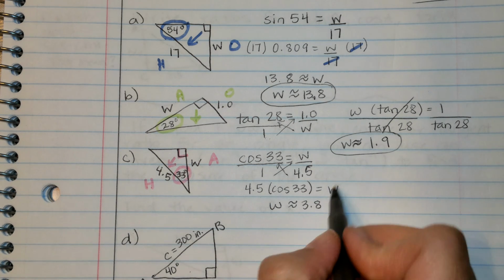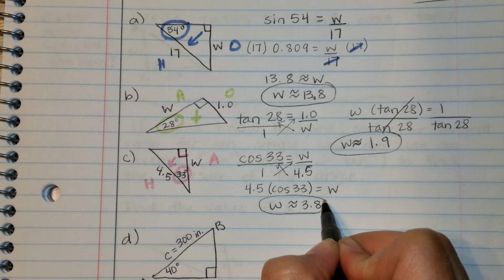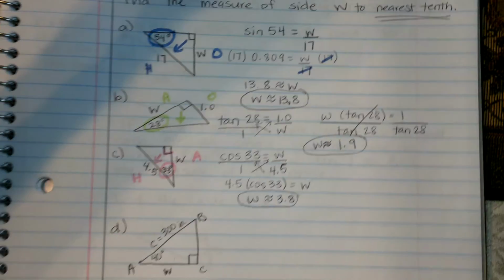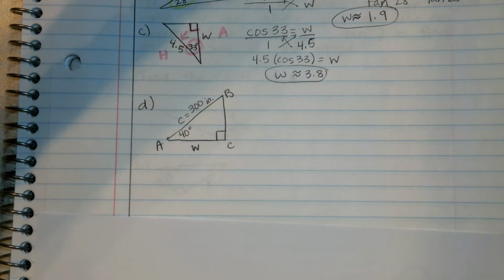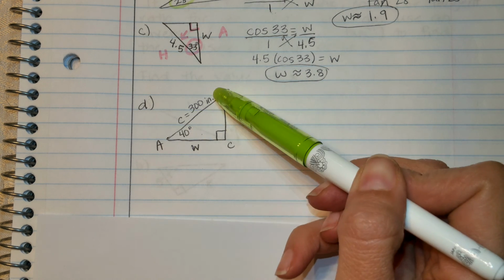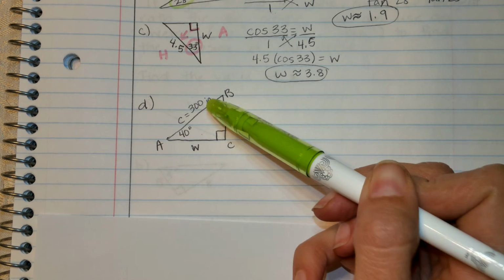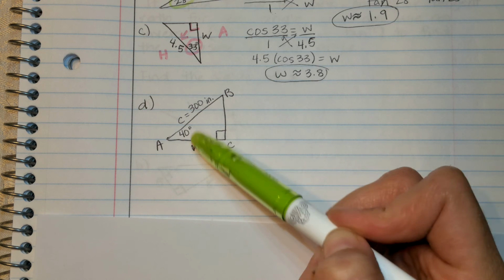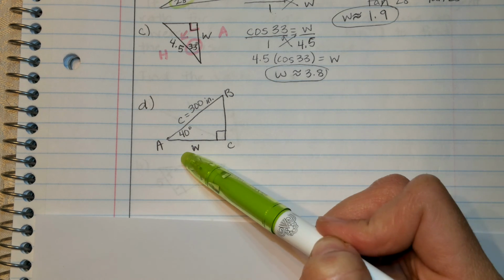And then we have just one more. And you'll have problems like this to practice on Math Excel, so that way you can get a lot of practice doing this. All right, so here is our last one. The hypotenuse is 300 inches. So now we have units finally. And then the angle that's given is 40 degrees. The side we have to find is W.